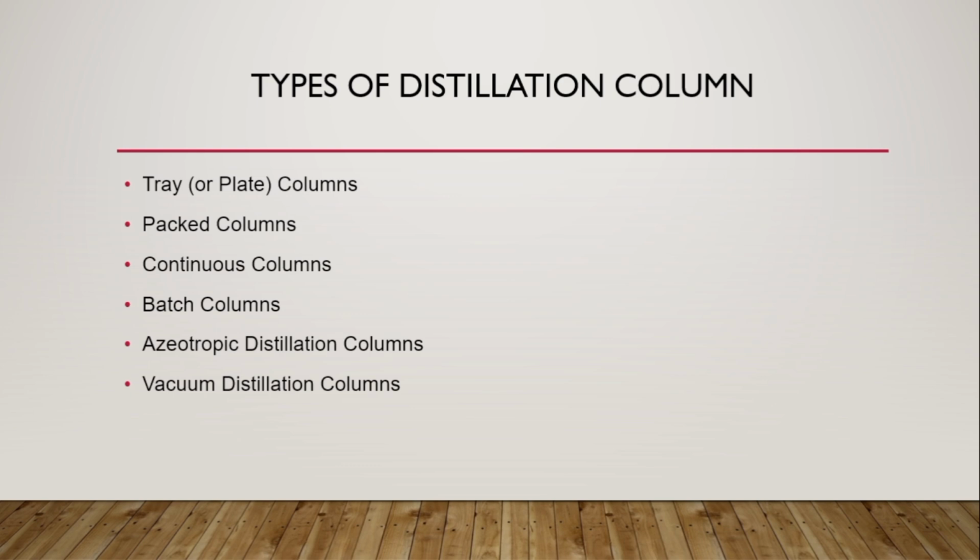Then the azeotropic distillation columns deal with substances which tend to form azeotropes or azeotropic characteristics inside the column. Then the vacuum distillation columns carry out the distillation operations at vacuum pressures. And that's it for the types of distillation column.